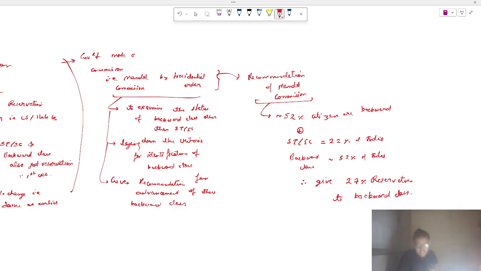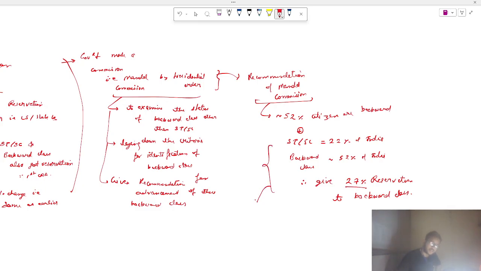So basically the Mandal Commission recommended that approximately 52% of citizens are backward citizens other than SC and ST. SC and ST are 22%, backward class are 52%. So the backward class should also get reservation of 27%. Why 27%? Why not more than 27%? Now that's the question that arises.